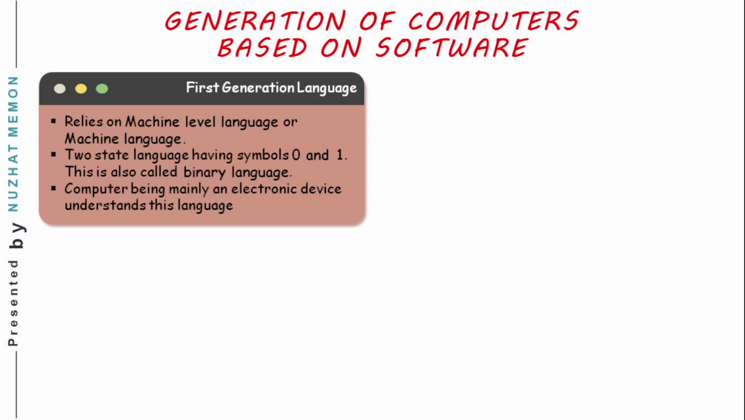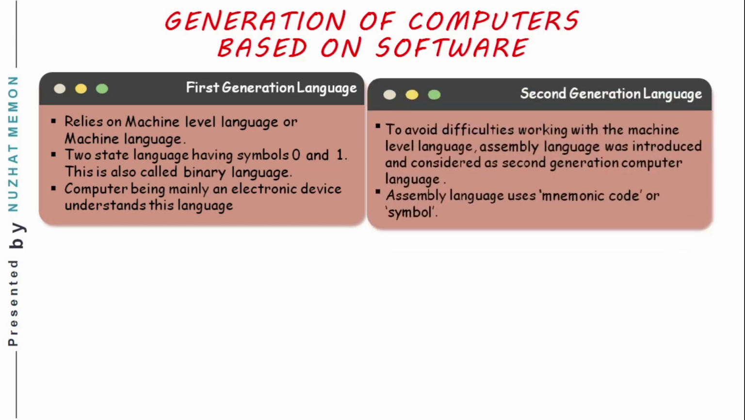So the very first generation of computer programming language is straight machine level language, or machine language, or you can say binary language also. A language which has two states, having symbols 0 and 1. So this is also called binary language. 0 and 1 are used in such a sequence that only a machine can understand. It is very tough for a human to understand it, and a computer, being mainly an electronic device, understands this language only. Now we will see the second generation of language.